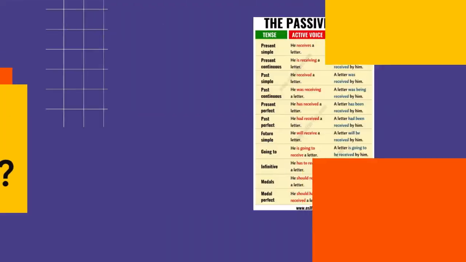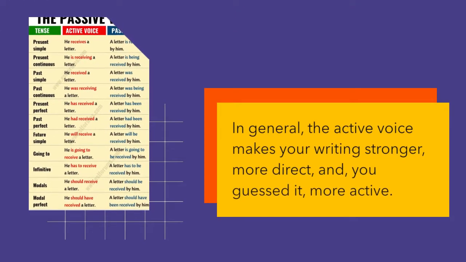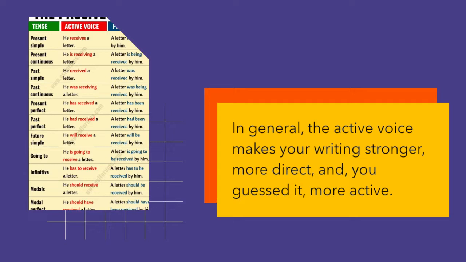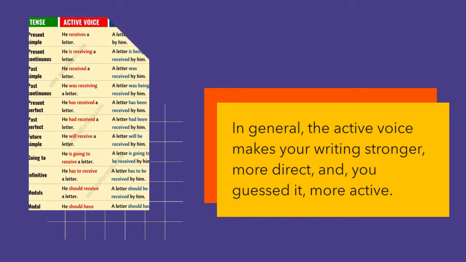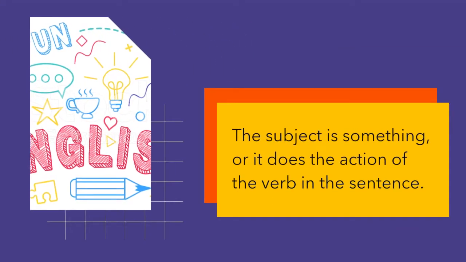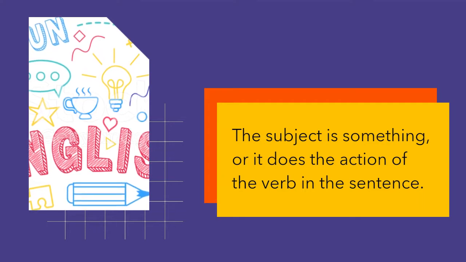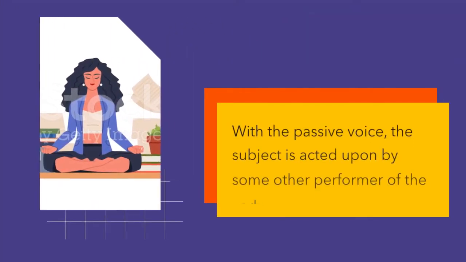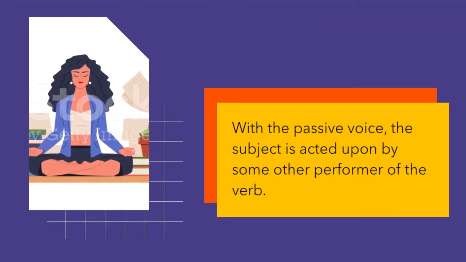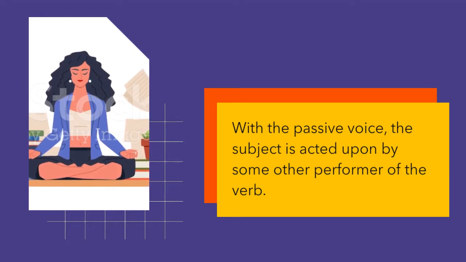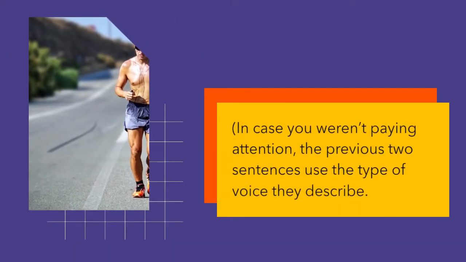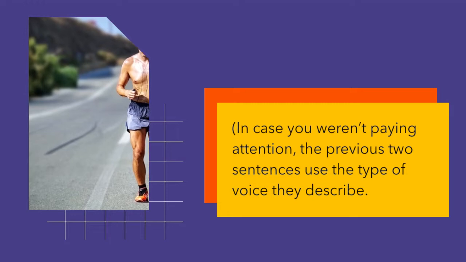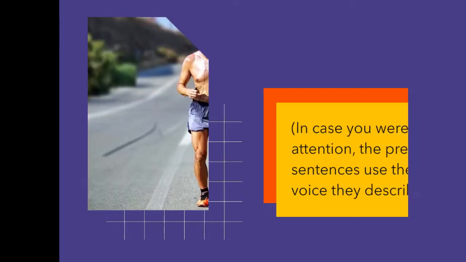What is the passive voice? In general, the active voice makes your writing stronger, more direct, and, you guessed it, more active. The subject is something, or it does the action of the verb in the sentence. With the passive voice, the subject is acted upon by some other performer of the verb. In case you weren't paying attention, the previous two sentences use the type of voice they describe.